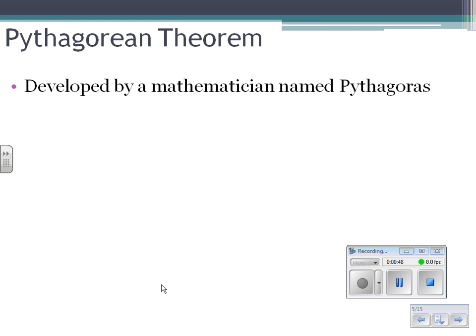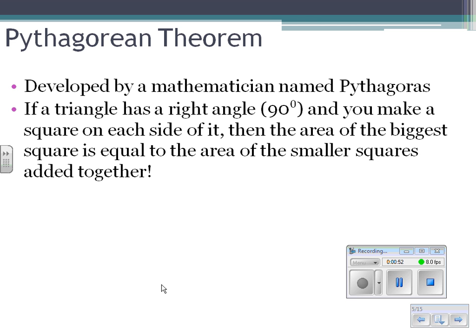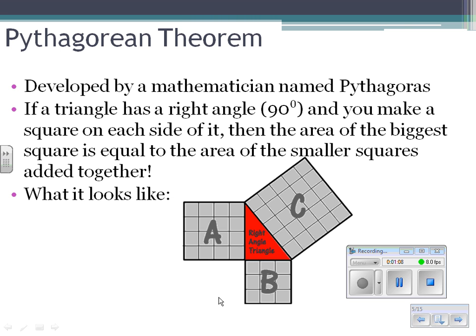The Pythagorean theorem was developed by a mathematician named Pythagoras. What he found was that if a triangle has a right angle, a 90-degree angle, and if you make a square off of each of its sides, then the area of the biggest square is equal to the area of the smaller squares added together. Here's a visual of that.